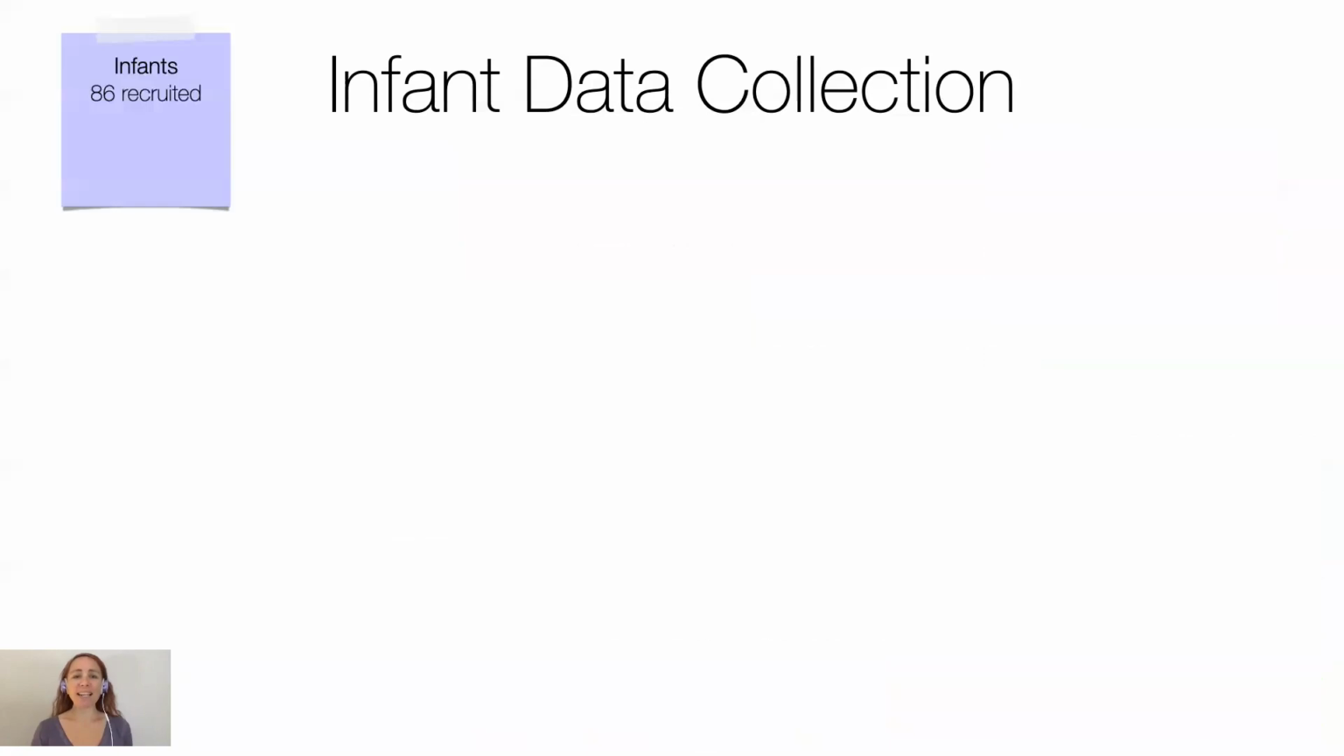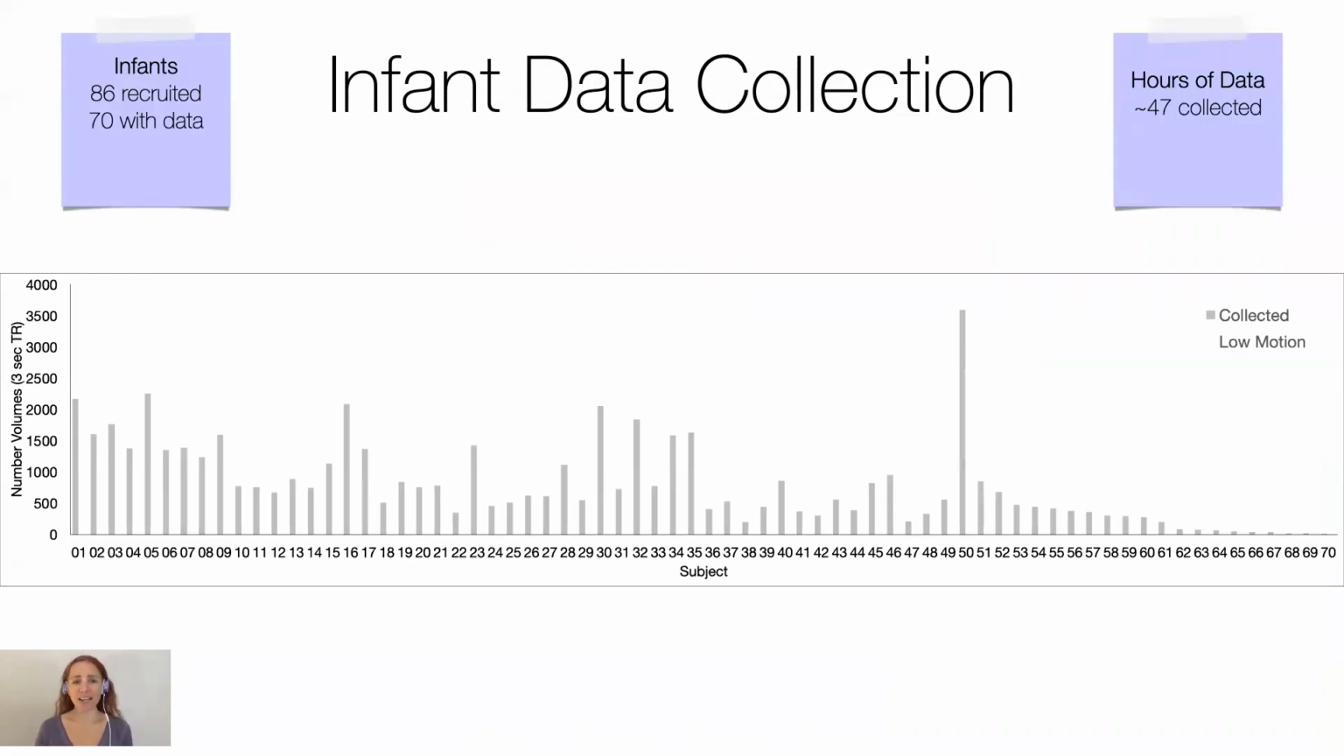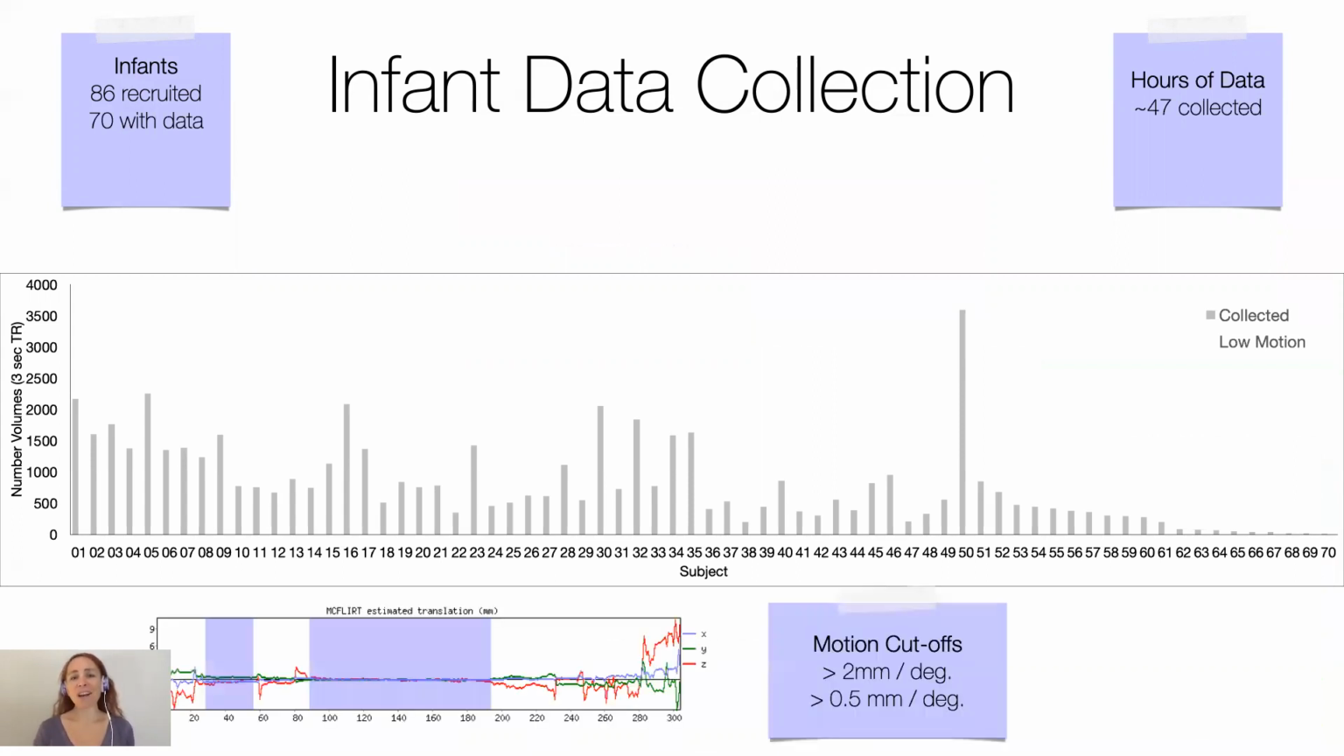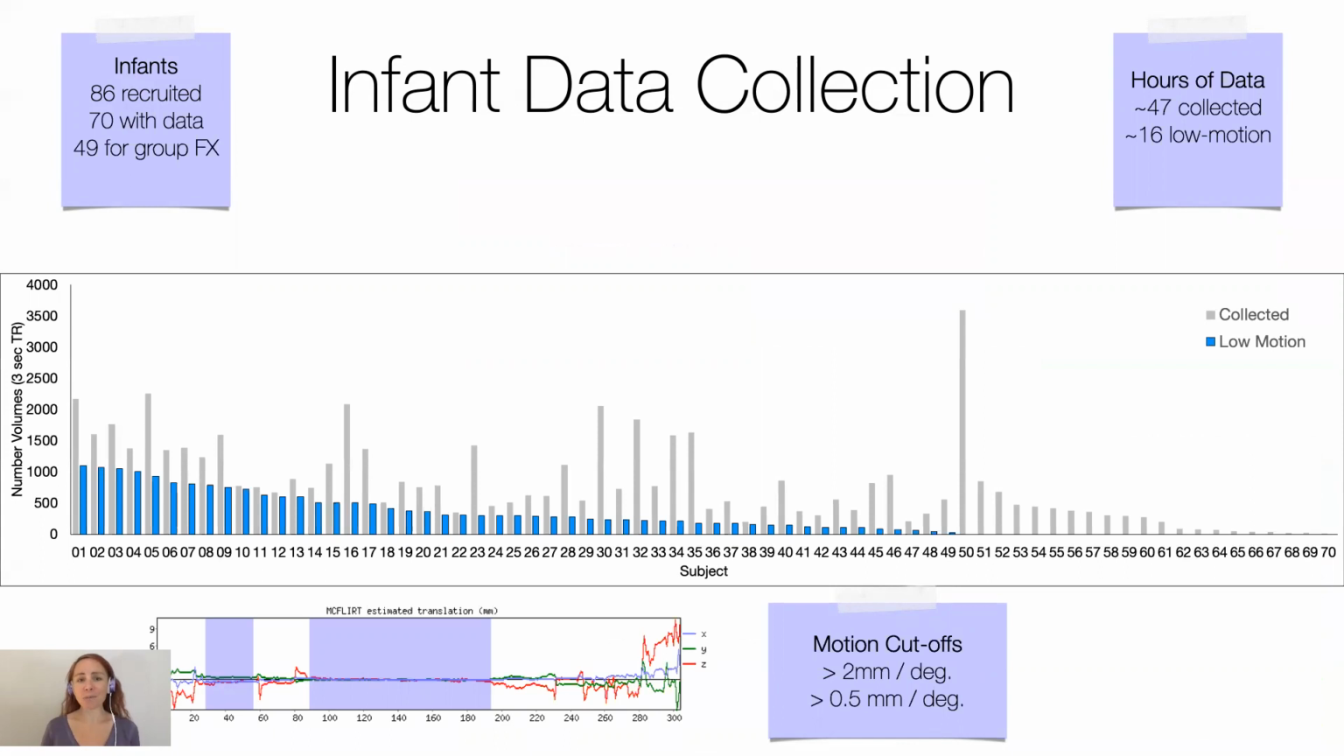We recruited 86 infants and collected a total of about 47 hours of data from 70 of these infants. As you might remember from the videos, infants move a lot during scanning. As such, runs were truncated into subruns by removing high motion segments. This scrubbing left us with about 16 hours of low motion data from 49 subjects.